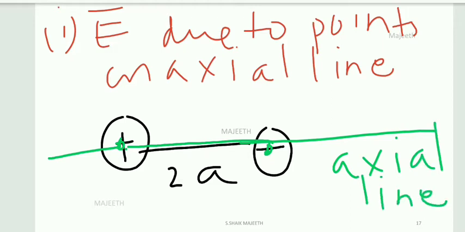Next we have to find the electric field due to an electric dipole where points lie on the equatorial plane, right? Second condition. What is the equatorial plane? It's a plane that must be perpendicular to the axial line and pass through the center of the dipole. This is the center, right? The equatorial plane is a plane which is perpendicular to the axial line and passes through the center.